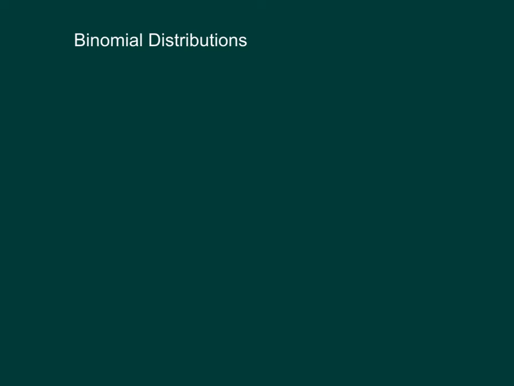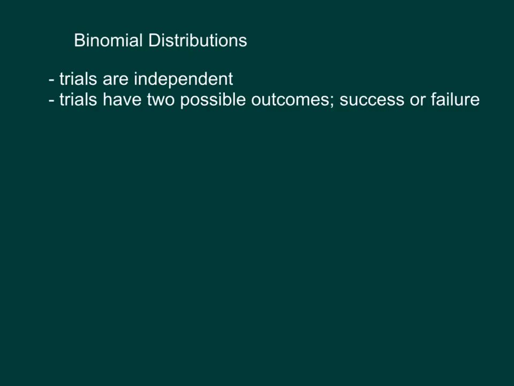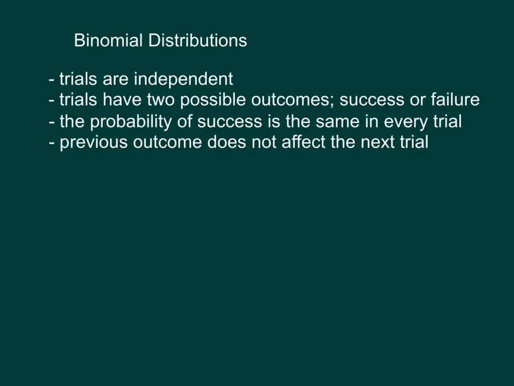In the first part of this unit, we looked at uniform probability distributions, where every trial in an experiment or event had an equal likelihood of occurring. Now we're going to be looking at binomial distributions. For such distributions, all the trials are independent and only have two possible outcomes, success or failure. The probability of success is the same in every trial.